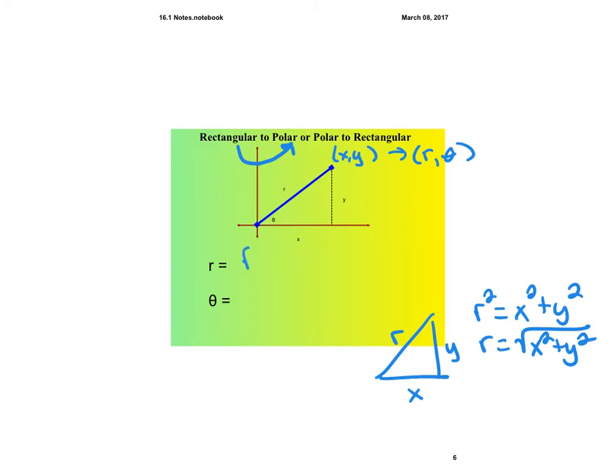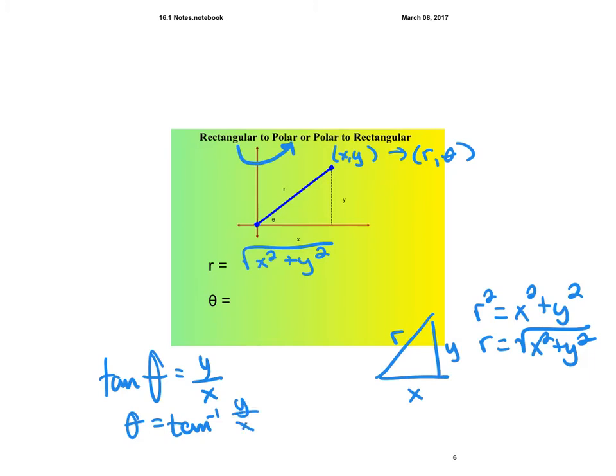If we have our x and y coordinates, we take x squared and y squared, add them up, and take the square root. That'll give us the r. To find the theta, I need a trig function that uses x and y, which would be opposite over adjacent, which means we're going to use tangent. Tangent of theta is equal to opposite over adjacent, so that'd be y over x. That means theta is going to be the inverse tan of y over x.